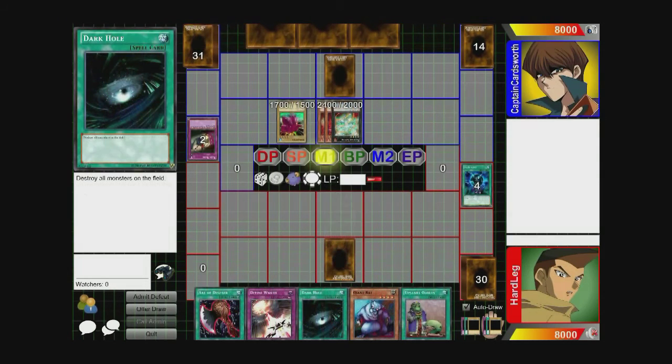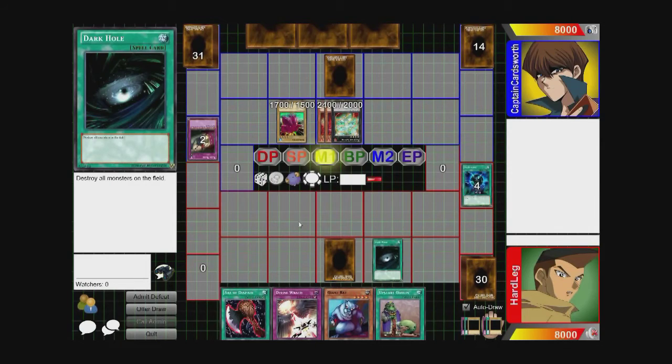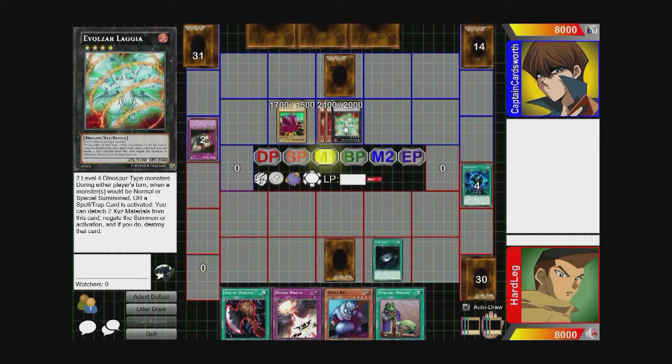Now that you understand cost, let's look at a more complex example of a chain. Let's say you play Dark Hole, which says destroy all monsters on the field. Your opponent has two monsters. One of them is a normal monster, but the other is Evalzar Lagia. This monster has a complex effect, but basically it can negate the activation of a spell card by detaching Xyz material, which it does in response to Dark Hole.